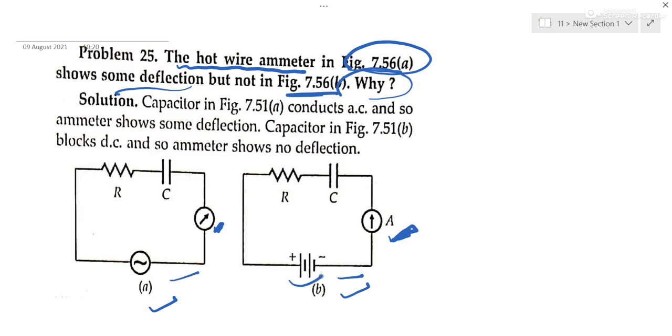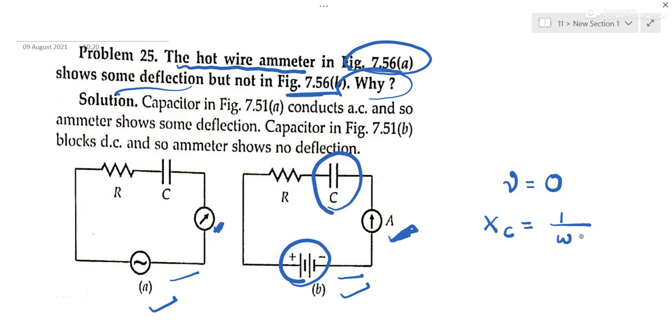So you can see here it is DC. DC means frequency is 0. Frequency is 0, it means the capacitor's opposition, which is capacitive reactance, equal to 1 by omega C, which is equal to 1 by 2 pi nu C. So frequency is 0, so the capacitor will offer infinite opposition and will block DC, so the ammeter is hence showing no deflection.